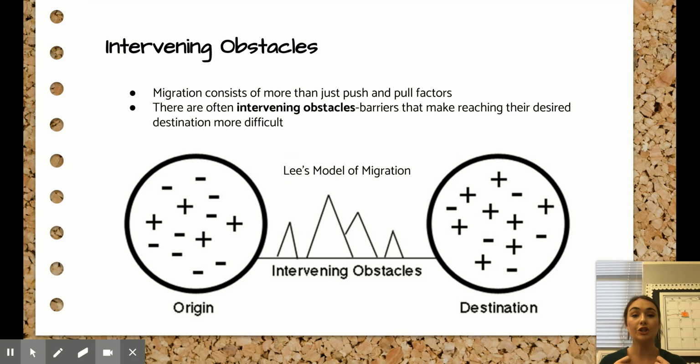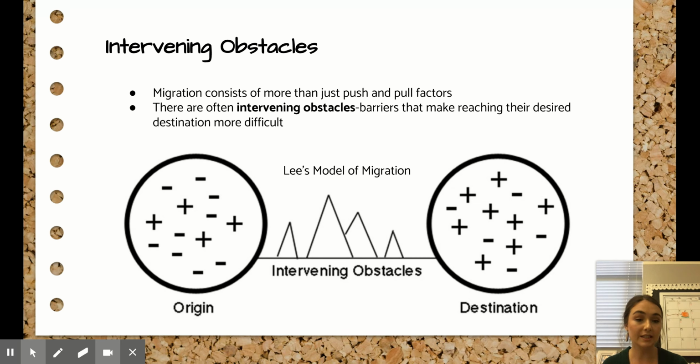Now, migration consists of more than just push and pull factors. Push and pull factors are the initial forces that get migration kind of going. However, migrating is not that easy. It's not just, okay, I don't like it here for these reasons, I like it over there for those reasons, and then I'm just going to move there. There are things called intervening obstacles, which are barriers that make reaching their desired destination more difficult.